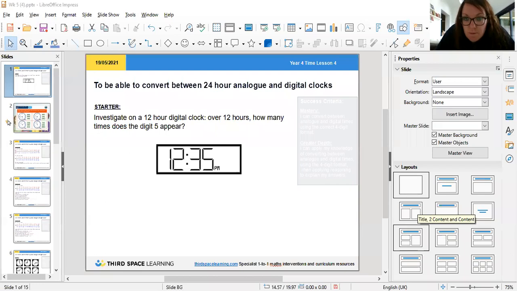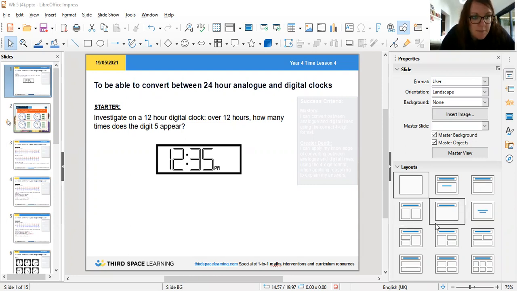This one. Okay, so that's just an investigation. So pause there and have a go. It says investigate on a 12-hour clock over 12 hours. How many times does the digit 5 appear? 12:35, 12:45. What other times? How many can you come up with? That is just a starter to warm up your brain.